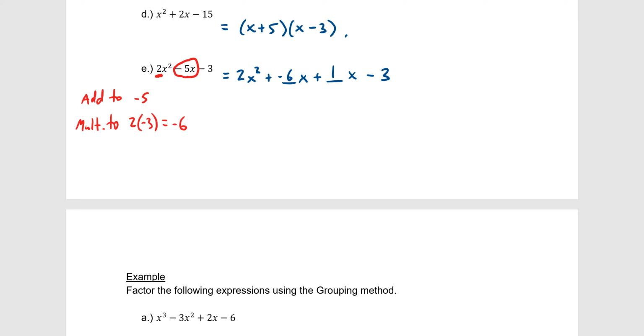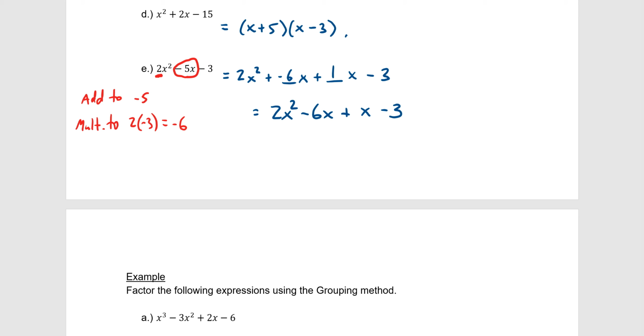So negative 6 times 1 is negative 6. Negative 6 plus 1 is negative 5, so we are good. It does not matter where you put them. You could have put the 1 first. You could have put the negative 6 second. It does not matter. And I'm going to rewrite this now. 2x squared minus 6x plus 1x minus 3. So we didn't really do anything yet, right? All we did is rewrite negative 5x as negative 6x plus x.